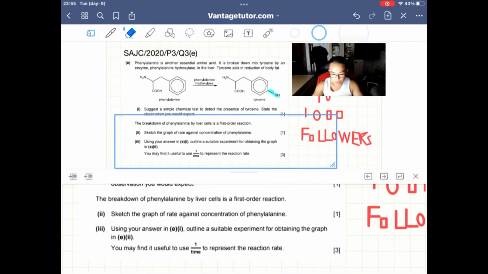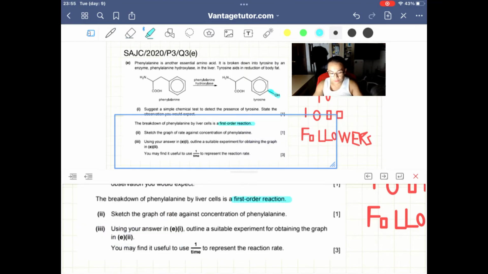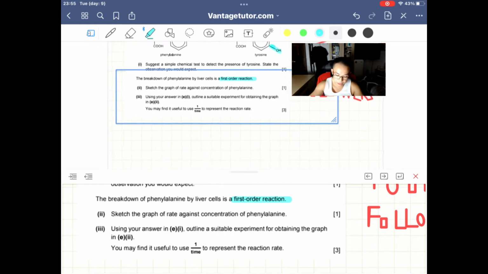Okay, sketch the graph of the rate of reaction against the concentration of phenylalanin. And they told you that this equation is actually a first order. Okay, so now you know that it's a first order reaction. You're looking for the rate against the concentration. Okay, so let's plot the axis first.